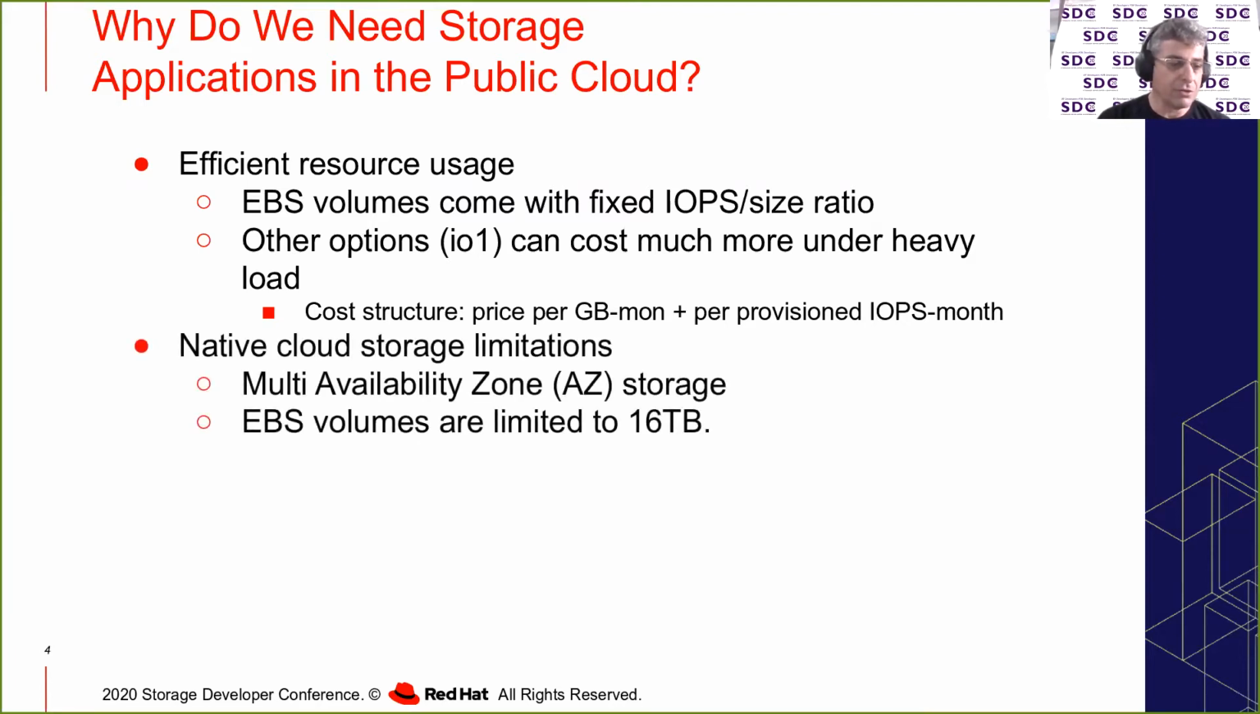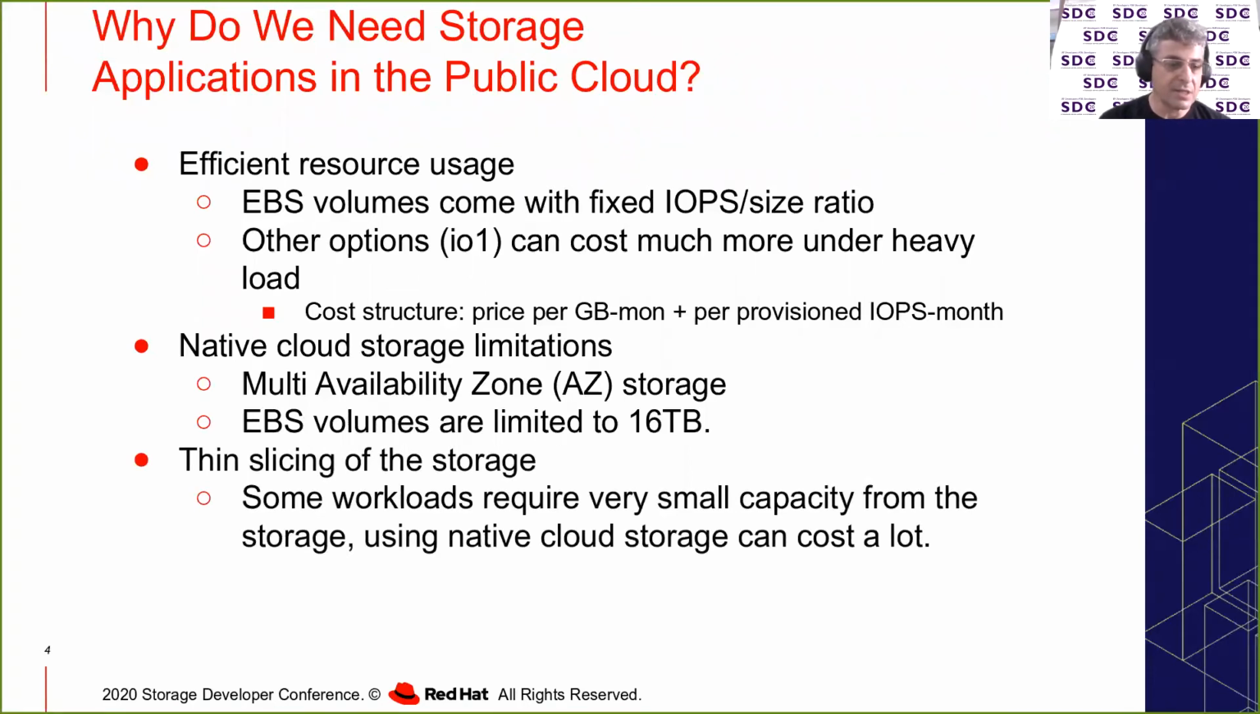Secondly, missing features. The cloud native offering does not necessarily have all the features that are required by each customer. For example, EBS is limited to a single availability zone. If you need to protect against availability zone failure, you need to add replication to your storage, which makes the deployment more complicated and more expensive. Another EBS limitation is volume size, which is limited to 16 terabytes. If you need larger volumes, you need to use a different storage system.